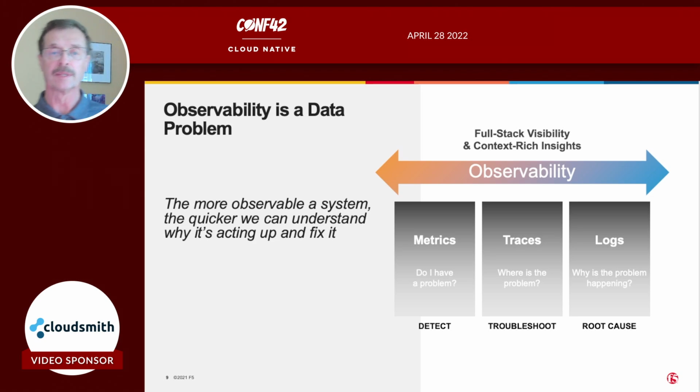And I kind of mentioned this, but observability really is a data problem. We have a ton of data that's coming into here. Generally speaking, we look at three classes of data in observability: metrics, traces, and logs. Or: do I have a problem? Where is the problem? Why is the problem happening? And each of these pieces becomes equally important.